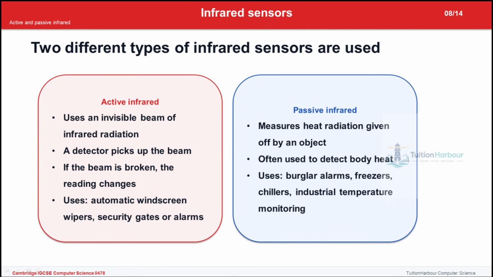Infrared sensors. Active infrared sensors send an invisible beam to a detector. If the beam is broken, the reading changes. Passive infrared sensors detect heat radiation given off by objects or people. They are commonly used in security systems.